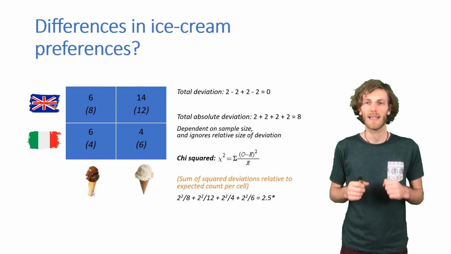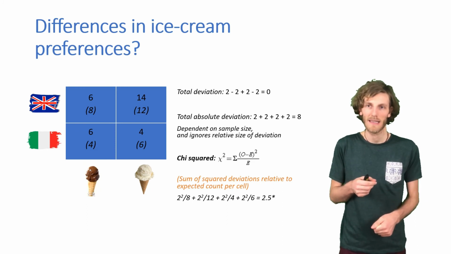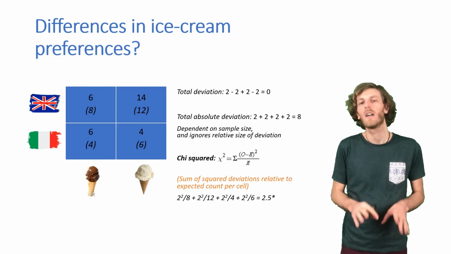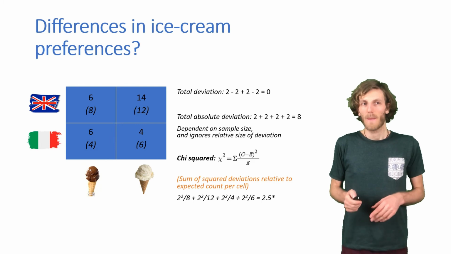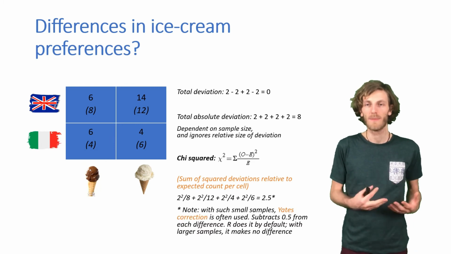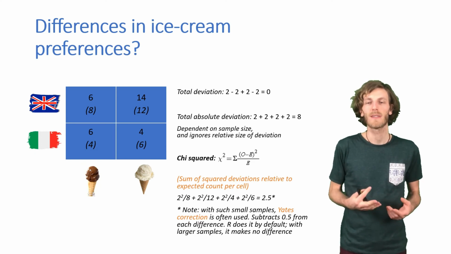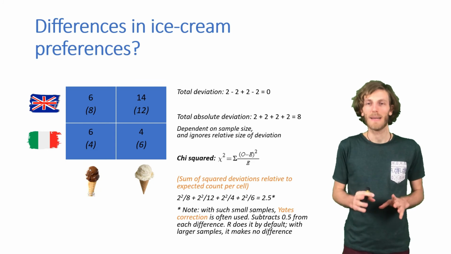And to calculate it in a way that takes into account the expected size of each cell, and gets rid of the sample size. Quite often you'll notice that in such a small sample like this one, something called the Yates correction is used, and you get a different chi-squared value.